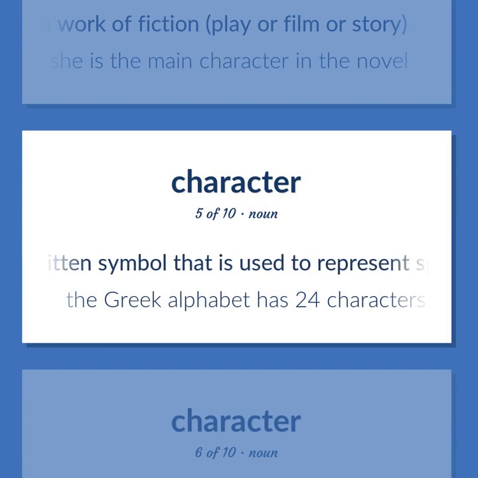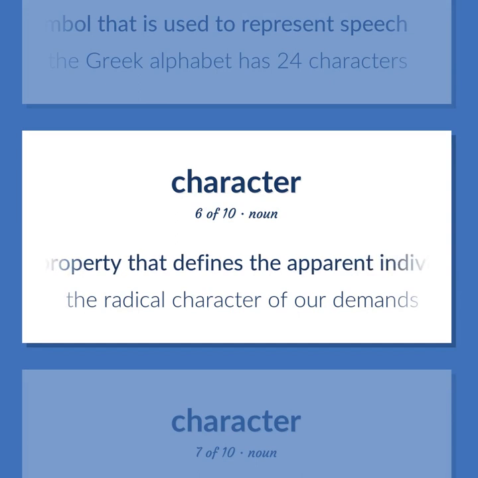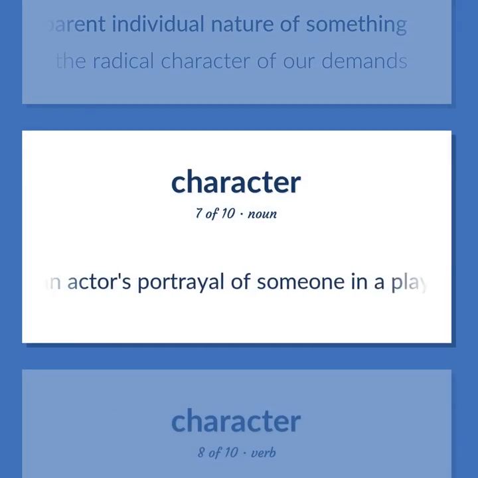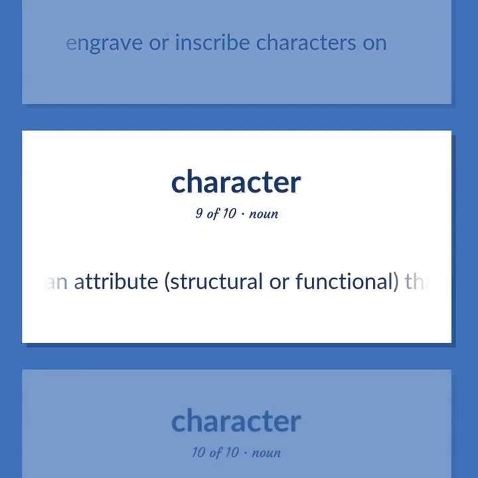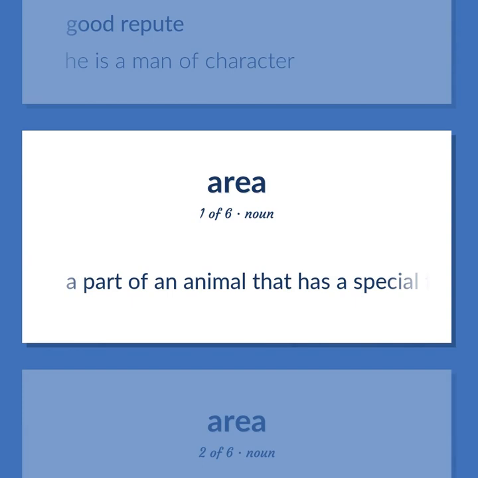A written symbol that is used to represent speech. The Greek alphabet has 24 characters. A characteristic property that defines the apparent individual nature of something. The radical character of our demands. An actor's portrayal of someone in a play. Engrave or inscribe characters on. Genetics, an attribute, structural or functional, that is determined by a gene or group of genes. Good repute. He is a man of character. A part of an animal that has a special function or is supplied by a given artery or nerve.